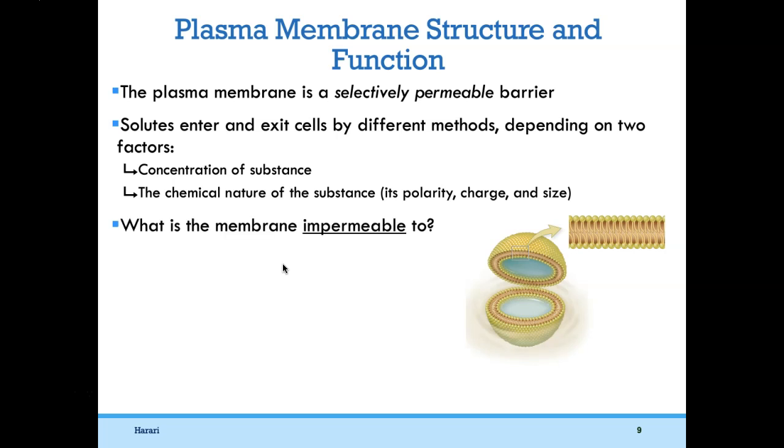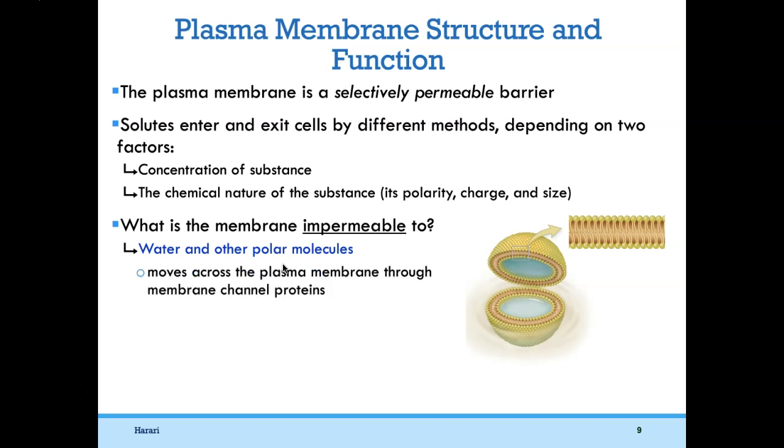So what is the membrane impermeable to? That means what cannot cross. So take a second to think about what cannot cross the membrane on its own. Water and other polar molecules cannot cross the membrane on their own. Membrane proteins called aquaporins actually allow water in and out of the cell membrane. And other polar molecules like amino acids and sugars need to go through membrane channel proteins in order to get inside of the cell.